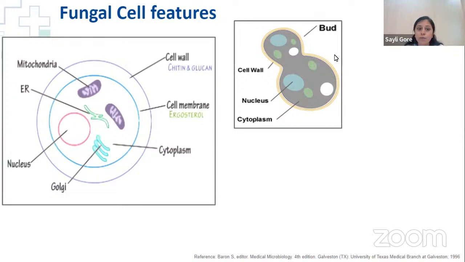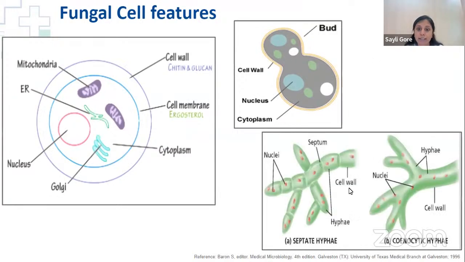What are they? So a fungal cell appears mostly in two forms. One is the yeast cell, where there is a bud formation. They either stay attached to the parent cell, or they separate and form a new budding cell. This is called a budding yeast cell.